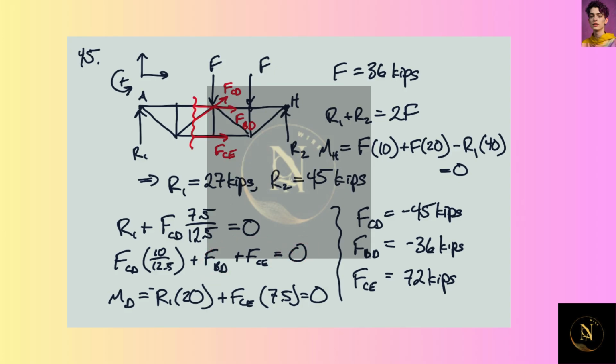And then I took moments about point B, which is here, and so that means that we have a negative moment from this reaction, and this moment arm is 20 feet, and then we have a moment from this guy, and it's a positive moment, and this distance here was 7.5 feet. So now we have, again, 3 equations and 3 unknowns, and we solve those, and we get FCD is minus 45 kips, FBD is minus 36 kips, and FCE is 72 kips.